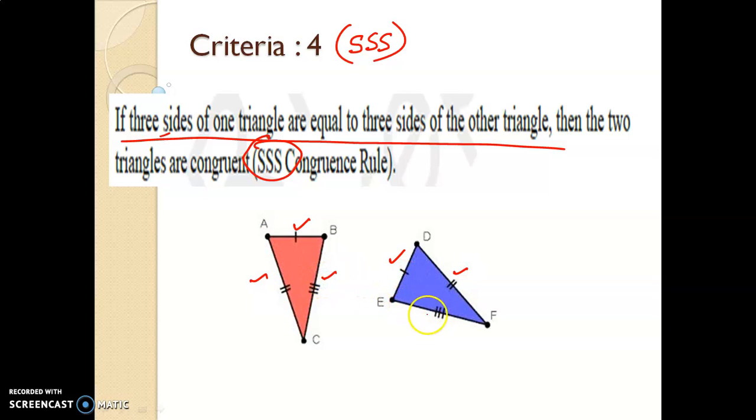And BC equal to EF. Okay, so here AB equal to ED according to the mark, single mark, double mark, and BC equal to EF and AC equal to DF. So here all the three sides are equal to the other triangle, therefore they are congruent to each other under SSS criteria. That is the fourth criteria.